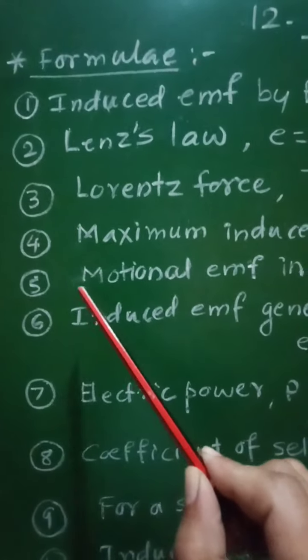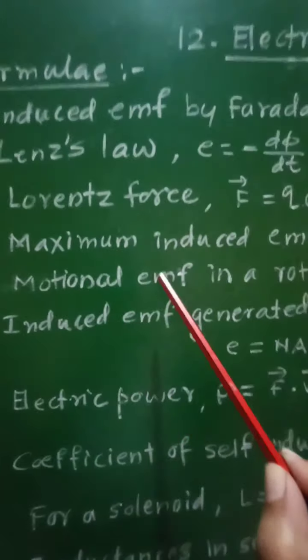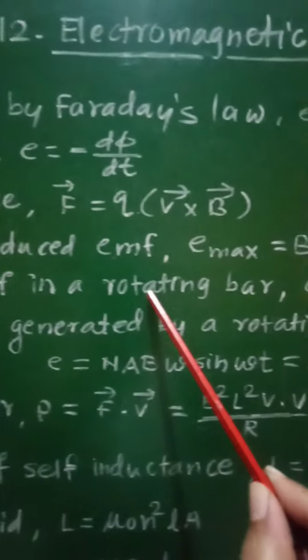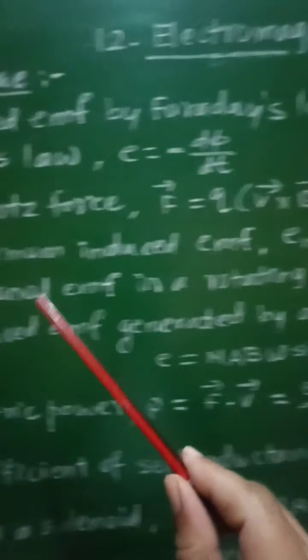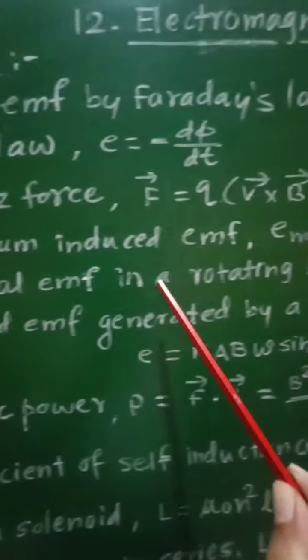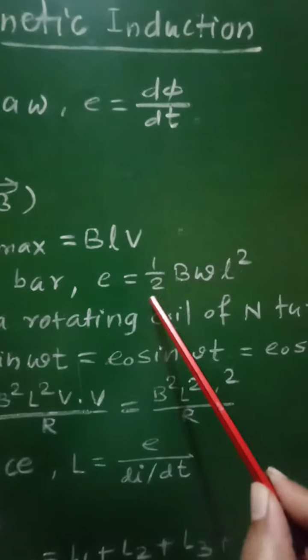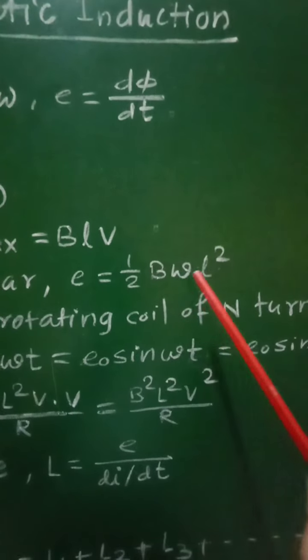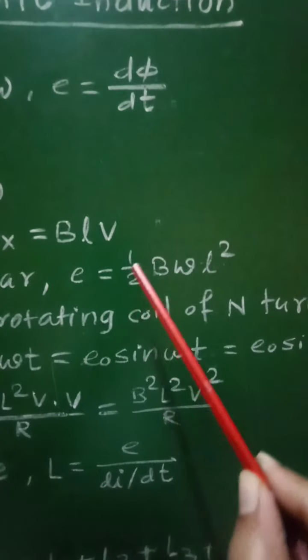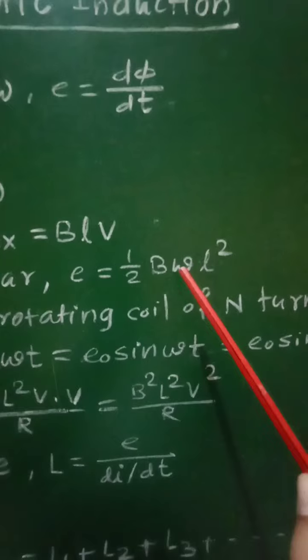Fifth formula is for motional EMF in a rotating bar, that is E equal to half B omega L square. E is equal to half B omega L square.